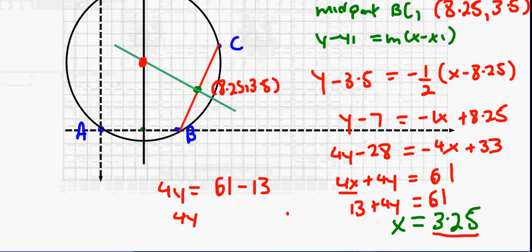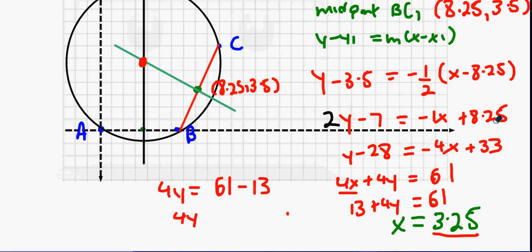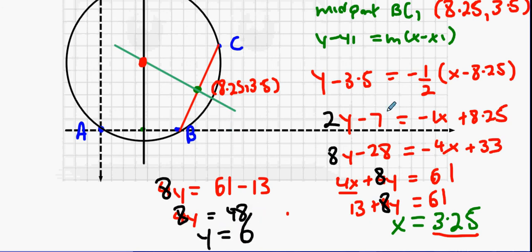So I made a slight mistake here, but I actually found it. When I multiplied across by 2, that's actually 2y. And then when I multiplied both sides by 4, that's actually 8y. And that's 4y plus 8y, which means that's 13 plus 8y. And this means 8y equals 48 and y equals 6. Took me ages to find that one little mistake, caused tons of hassle. So the center of the circle, I was actually pretty accurate with my drawing, is 3.25 and 6.